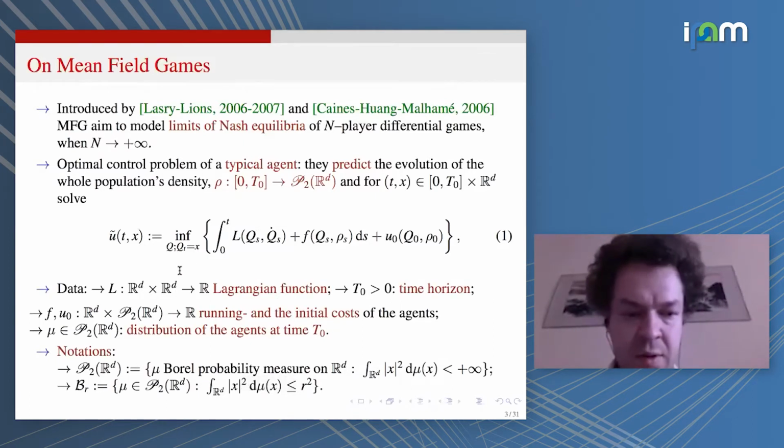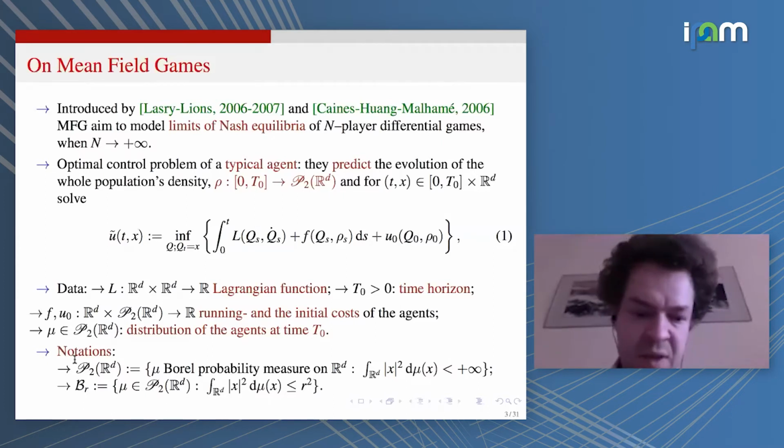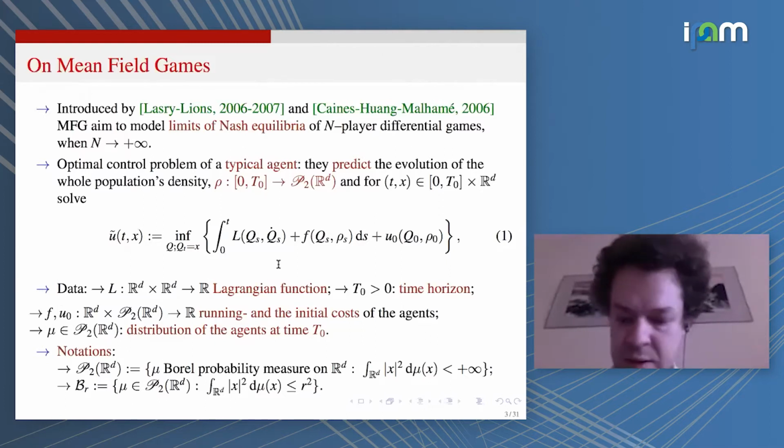And here, once again, I will work in the d-dimensional Euclidean space with my Lagrangian and coupling function and so on and so forth. I chose for the measure variable rho the space of probability measures with finite second moment. I will use throughout the talk this kind of ball in the space of probability measures, which is the set of probability measures having second moment bounded by R. And of course the final cost of the agents is also described at time capital T.